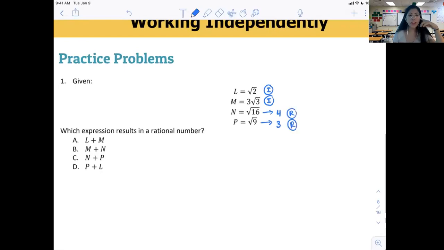Cool. So now we can think about what's going to happen. L plus M, that's going to be irrational plus irrational. And what do we know most often, 99% of the time, what does that lead to? Irrational. 99% of the time, that's going to be irrational. So in this case, we can check just to make sure we don't end up with 0. The square root of 2 plus 3 times the square root of 3. Well, I don't really know the answer to that, but is it going to be 0?